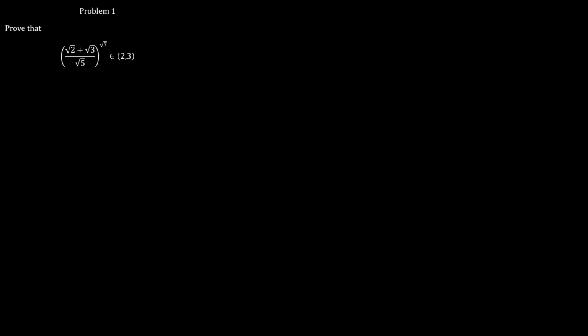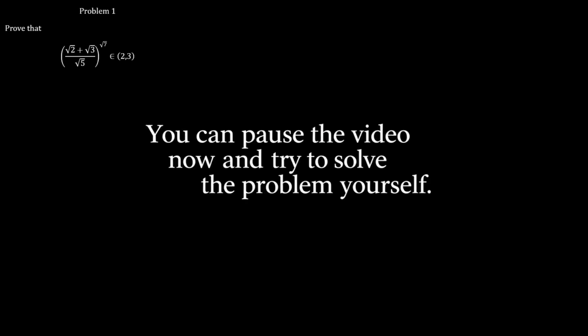Hello, our first problem will be to prove that this real number lies within this interval. How do we do that? Our first approach: lying within this interval means that this number, square root of 3 divided by square root of 5 to the power of square root of 7, is more than 2, but at the same time, it is less than 3. So let's write it.